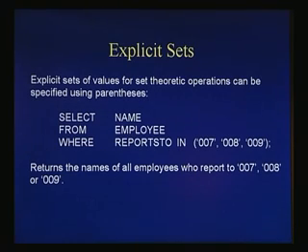The slide here shows one such example which says select name from employee where reports to in 007, 008 and 009. Therefore what it says is give me the names of all employees who report to either 007, 008 or 009, that is whether the reports to attribute holds one of these values.